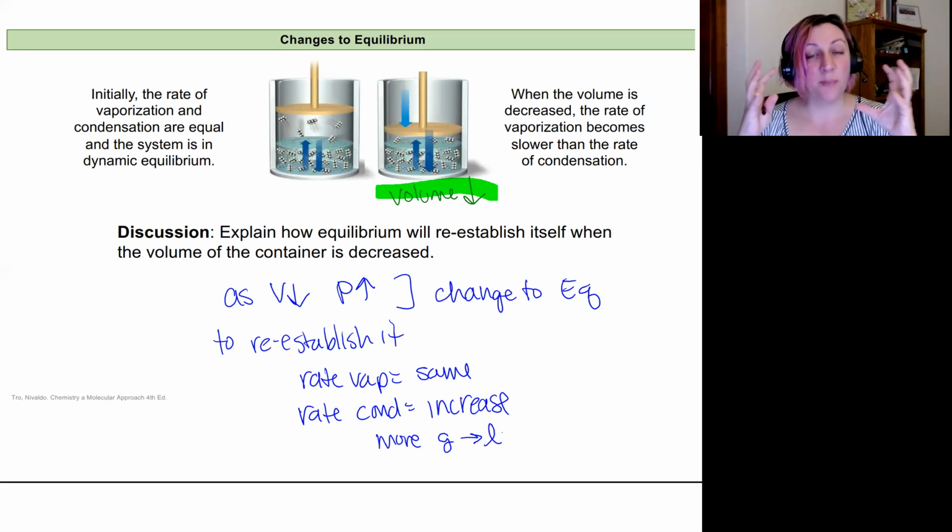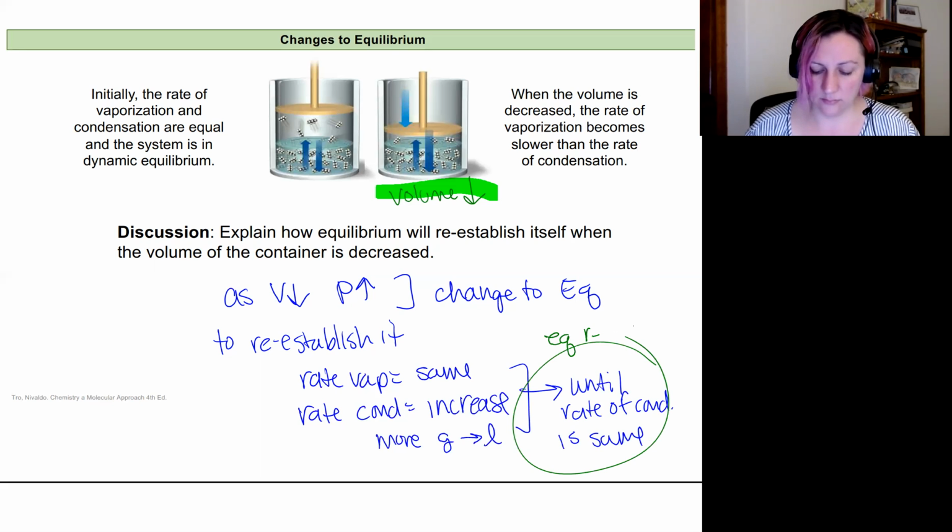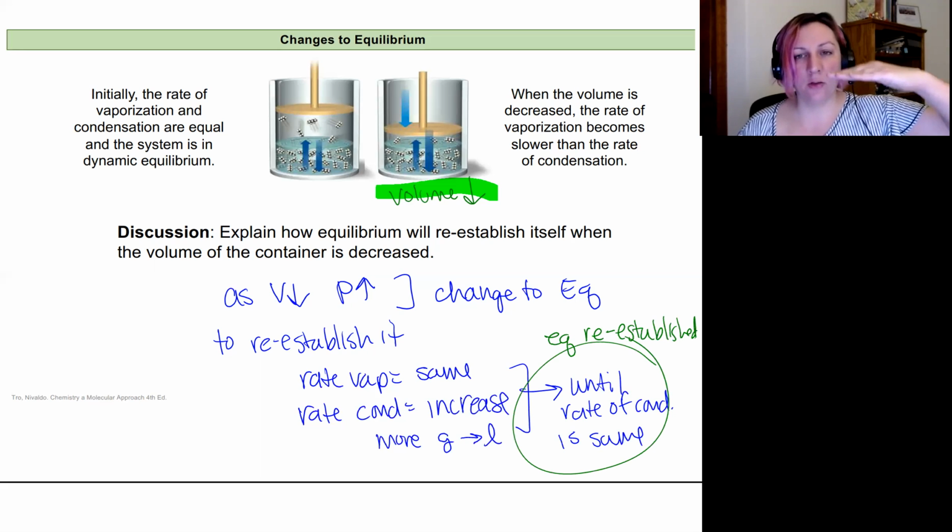until there's fewer particles in that reduced volume. And the rate of condensation will get smaller and smaller and smaller until it's the same. And that's when we've reestablished equilibrium. So if I decrease that volume, I will see my volume of liquid increase a little bit, if I have the ability to see those subtle changes, because more of the gas phase will condense down into the liquid phase.